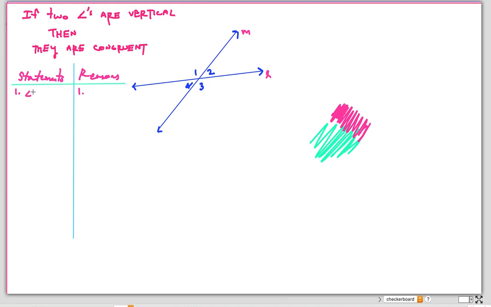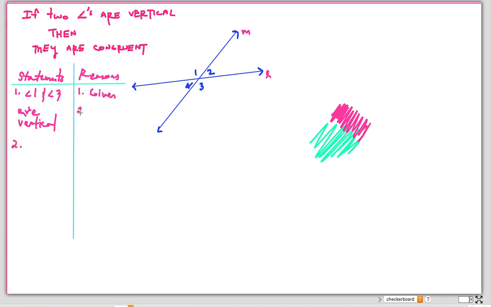I'm going to say angle 1 and angle 3 are vertical. And what I want to do is, if this thing stops glitching, are vertical. There we go, are vertical. Okay, so angle 1 and angle 3 are vertical. That's given by this diagram. I want to prove that they are congruent.